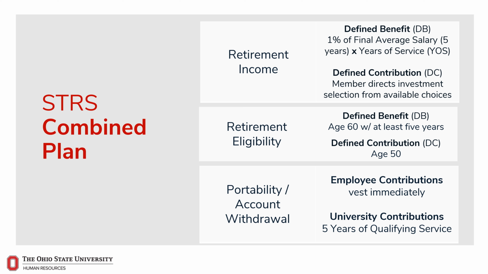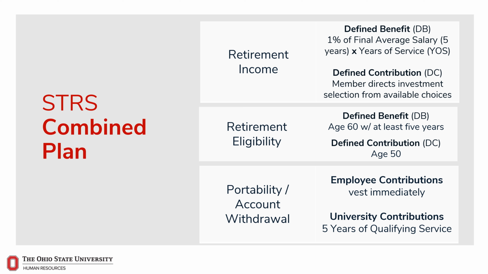Retirement eligibility for the STRS combined plan is different under both parts of the plan. With the defined contribution portion, you are eligible to collect a retirement benefit at age 50 or the last day of employment in a STRS covered position. With the defined benefit portion, you are eligible to collect a benefit after your last day of employment in a STRS covered position once you have attained age 60 and accumulated at least 5 years of service credit vesting.